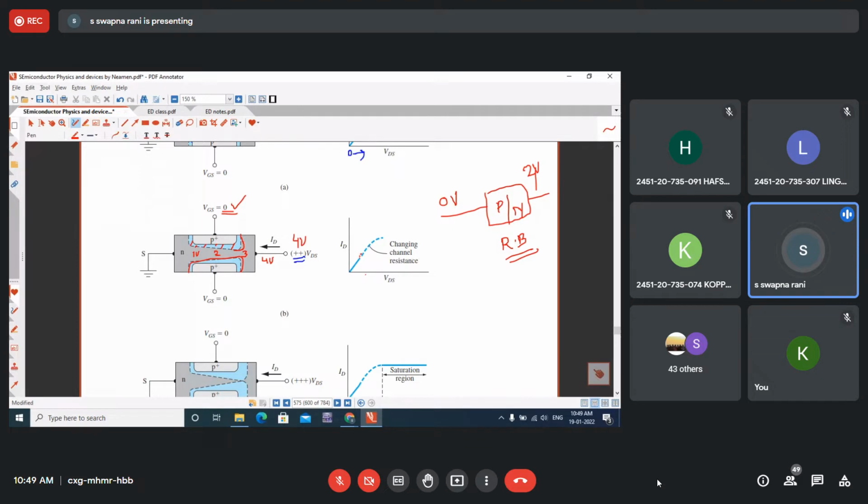So when you further increase VDS, once the wedge-shaped depletion regions are formed, the rate of flow of charge carriers along the channel length changes, and the channel width is getting reduced. When depletion regions are becoming widened, the width of the channel is decreasing. So channel width is decreasing, and the channel resistance also increases.